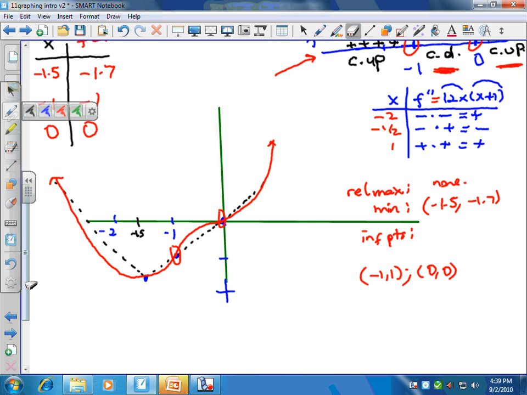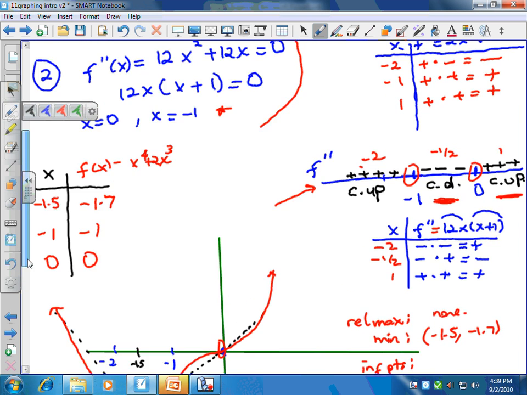Where is this function increasing? Basically everywhere after this point, right? So from -1.5 to infinity, the graph is rising. In this region here, it looks like maybe it's not rising. However, it's still rising. It's just concave down, but it's still going up, up, up, up, up. But the rates are not increasing.